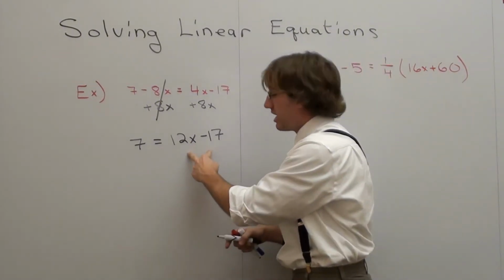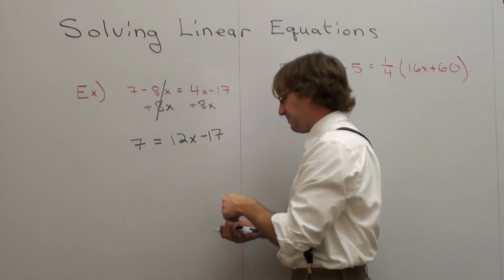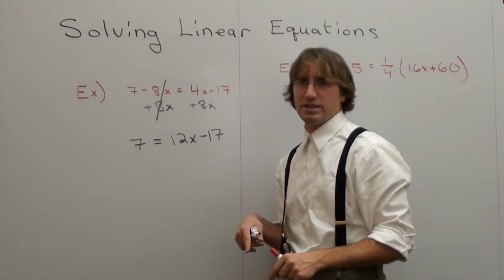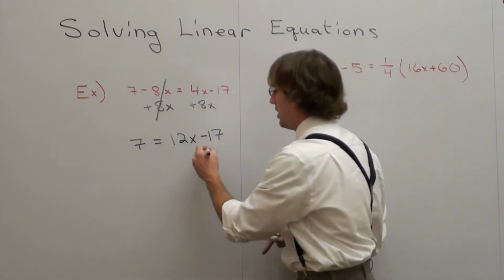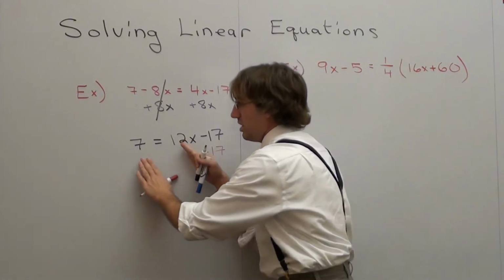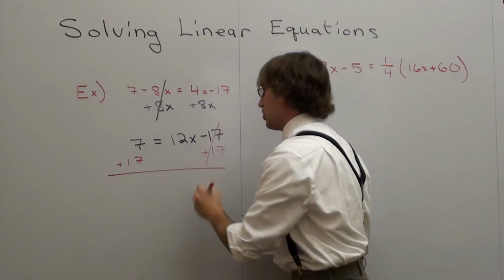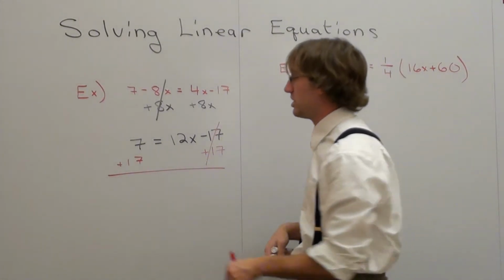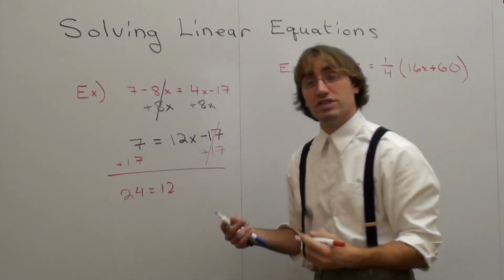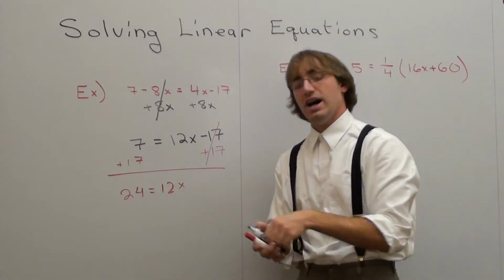I can't combine 12x men and 17 regular Joes together. It's not going to happen. These people aren't the same. I have to get rid of this negative 17 because I don't like it with the x. Now how do I get rid of a negative 17? I add it. But what I do on one side of the equation, I better do on the other side of the equation. Negative 17 plus 17 is 0. Cancels. 7 plus 17 is 24. Equals 12 times x. How do I get rid of that multiplication in between the 12 and the x? I divide.